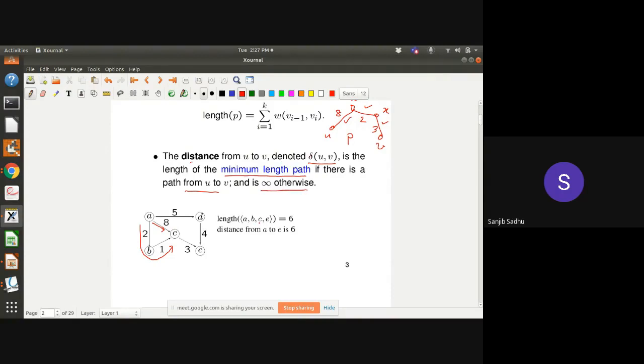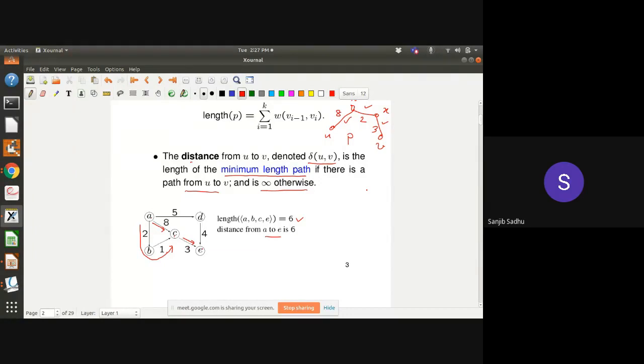So the length of A, B, C, E is 6. So A to E is 6. You check A to B, B to C, C to E: 2 plus 1 plus 1 plus this. So this gives path length 6. Now you have been given a large graph, and you need to find the minimum path length from one source to all the destinations.